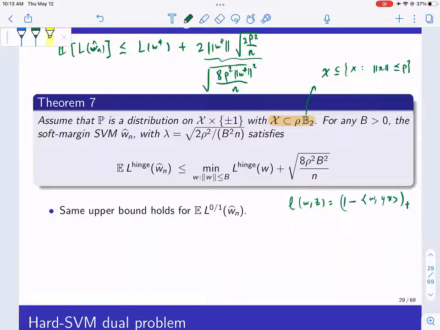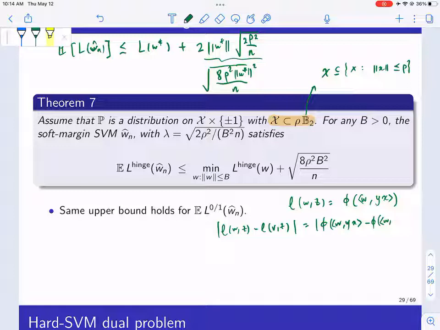Right, and is this rho Lipschitz? So let's call this phi of W Y X. So L W Z minus L V Z is phi W Y X minus phi V Y X. So phi, for the hinge loss, is 1 Lipschitz.